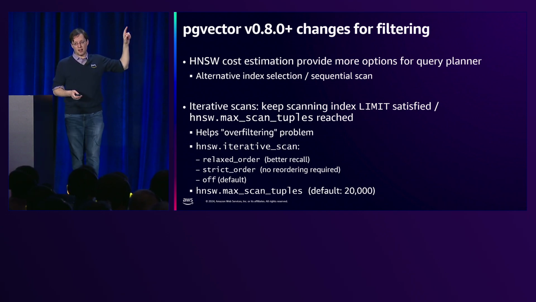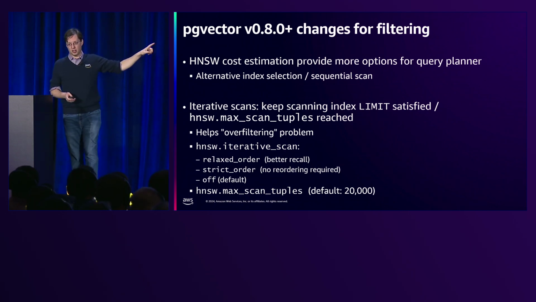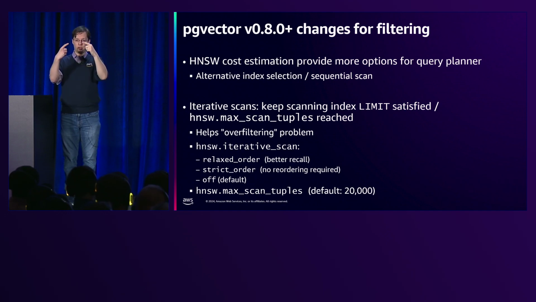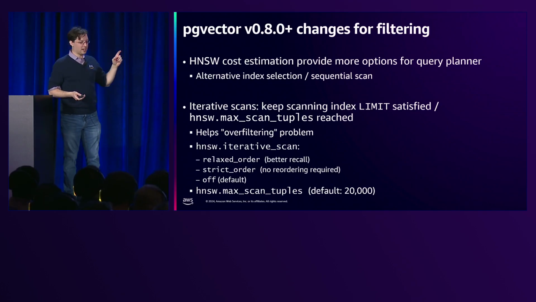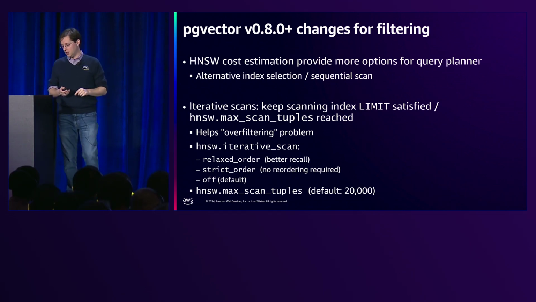So we need to be able to solve that over-filtering problem. And this is where the HNSW iterative scan parameter comes in. If you select this parameter, and you're going through an HNSW index and you exceed your EF search and you still haven't satisfied the limit, it's going to keep scanning. That's really important because it's going to be able to return enough results to satisfy your filters, as long as you're able to meet that max scan tuple size.